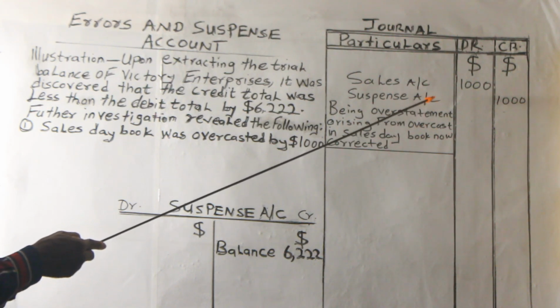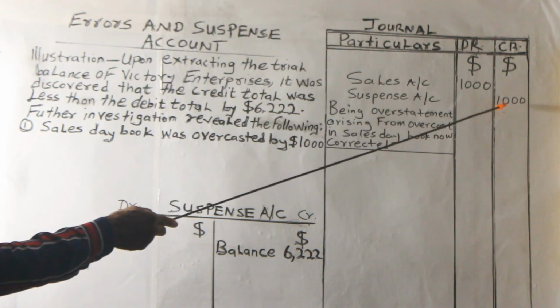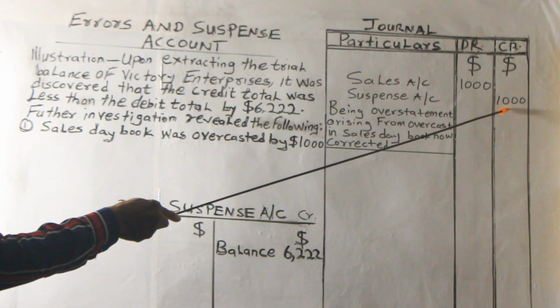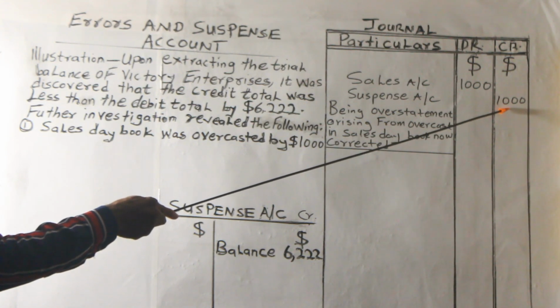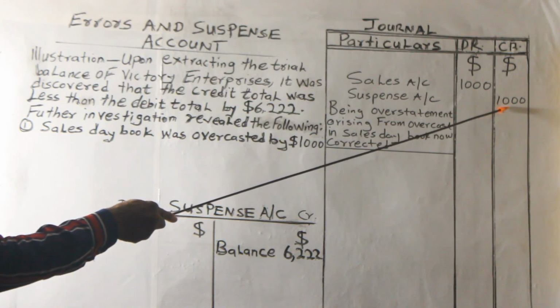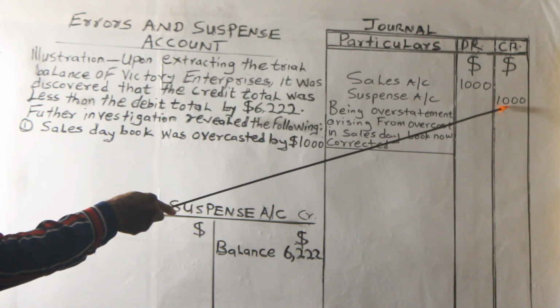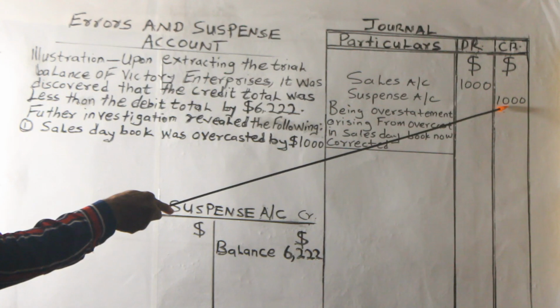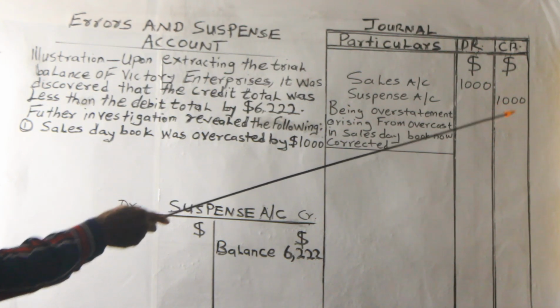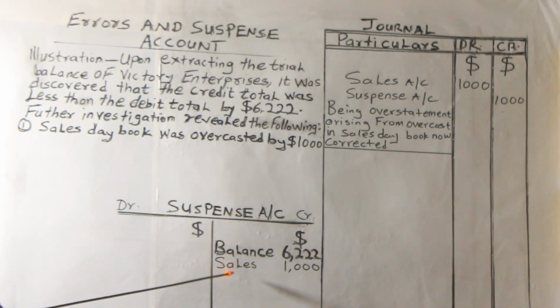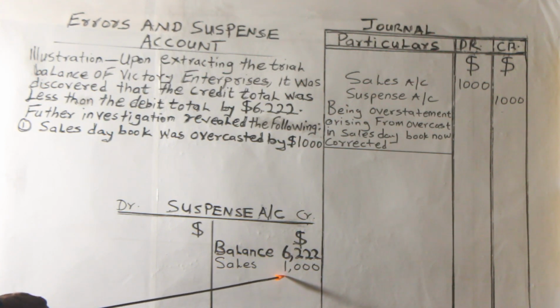Now, the position of the suspense account in this journal is credited. That means this error was corrected by crediting the suspense account. So we go straight to the suspense account and place this $1,000 on the credit side of the suspense account. Now that the suspense account has been credited with sales of 1,000, what is the implication of this 1,000 being credited in the suspense account?